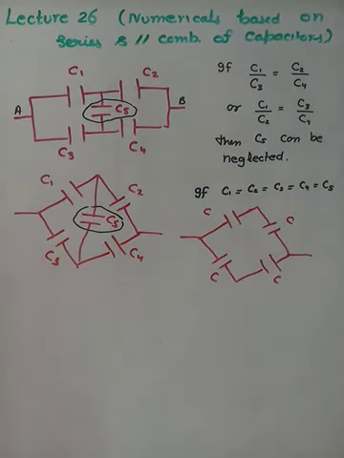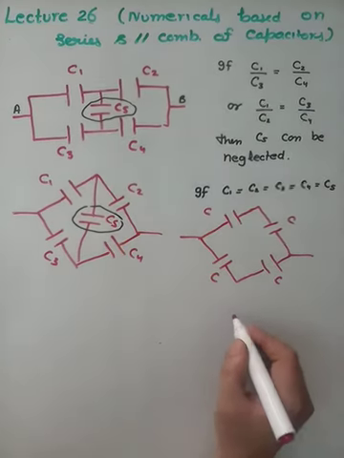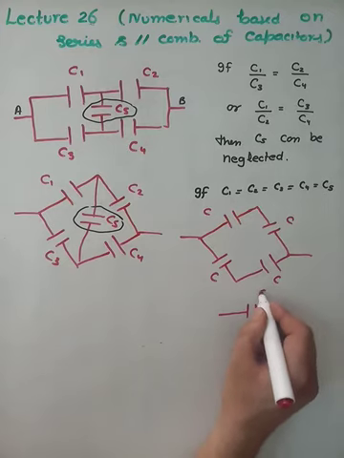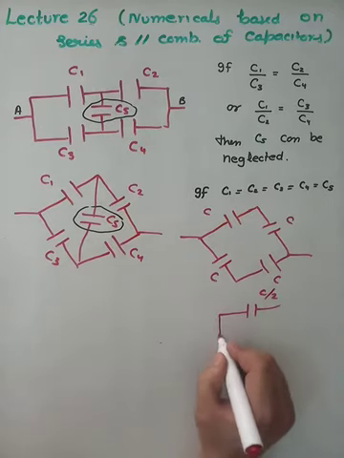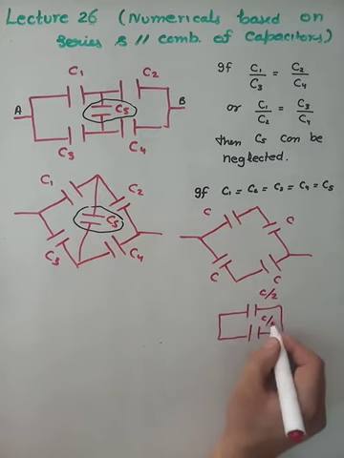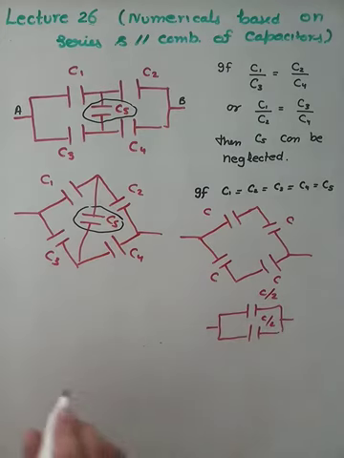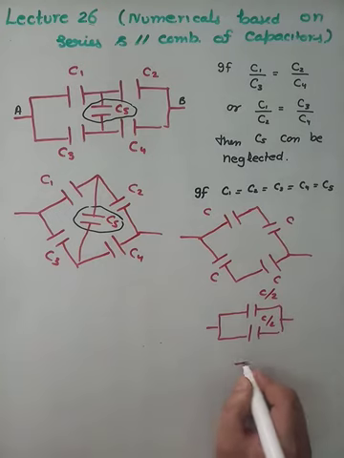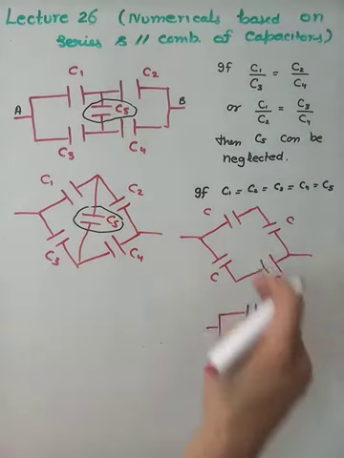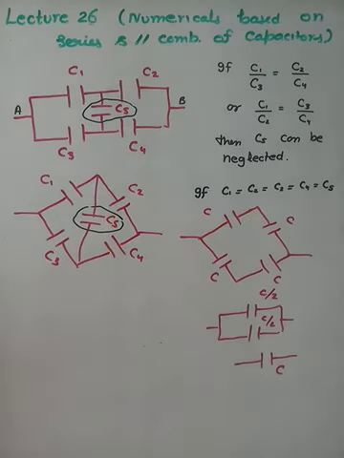Now it is very clear that the above 2 capacitors are in series. Their capacity in series will be C by 2, and here also it is C by 2, and the equivalent will be C. That means we get the equivalent of this one.